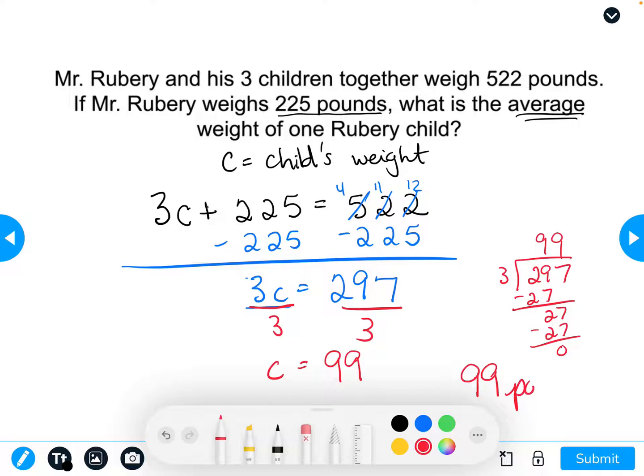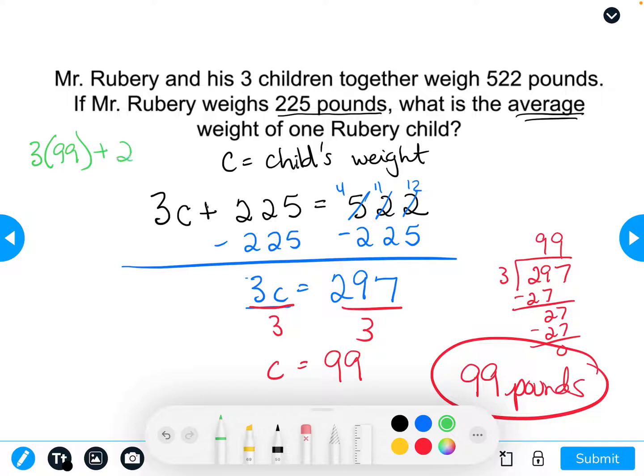And let's check if that works. Okay, so to check if it works, I'm going to do 3 times 99, substituting in, plus 225 should give us 522. So 3 times 99 would be 297 plus 225. Let's add those together. 297 plus 225 gives me 12, carry the 1, 12, carry the 1, 522, so it checks out. So the average weight would be 99 pounds each.